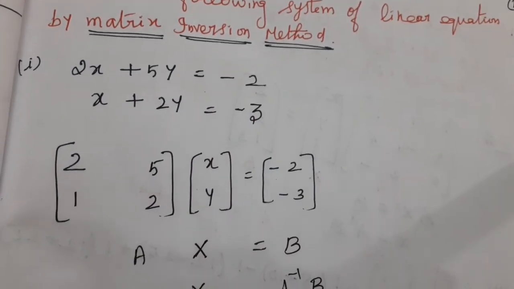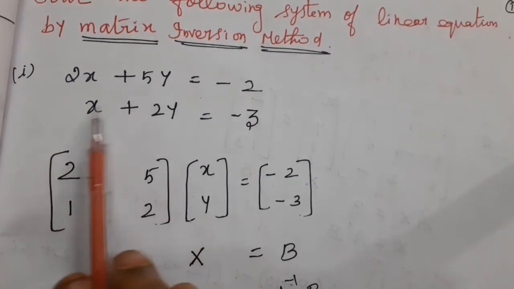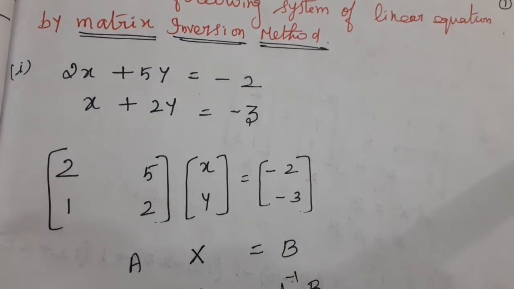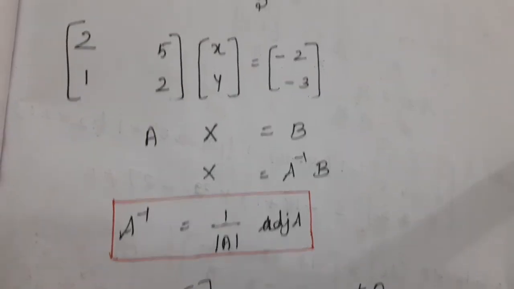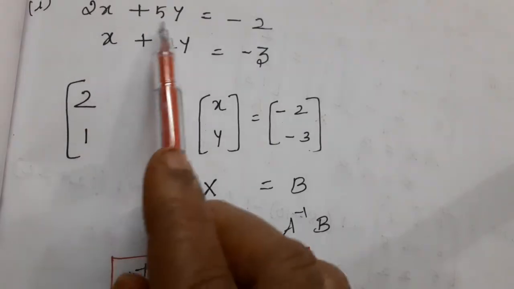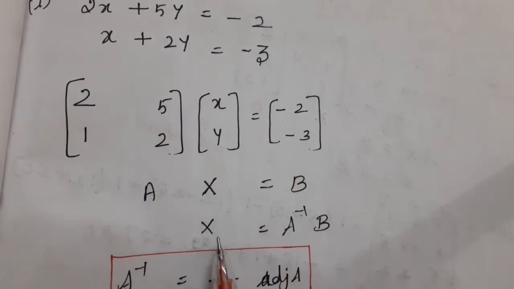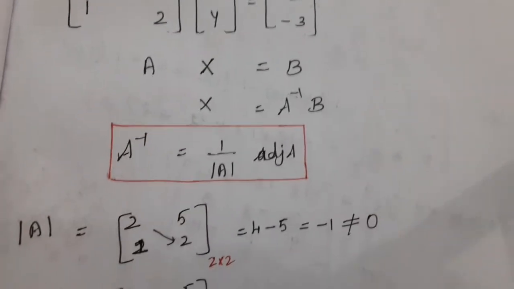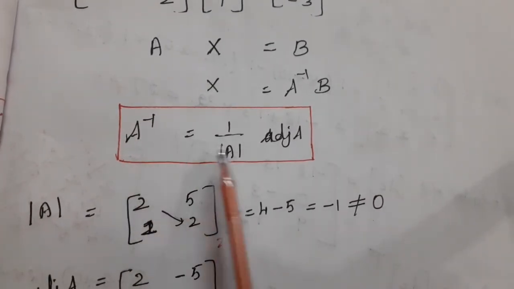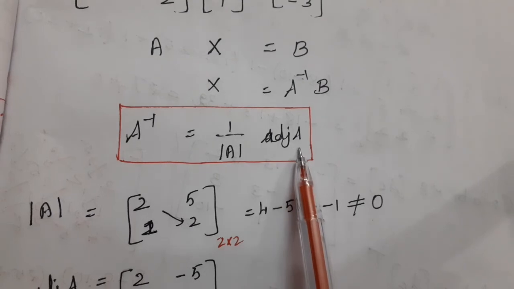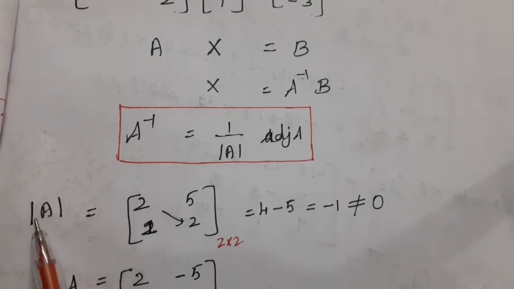The equations are given. Here we have two equations, 2x plus 5y and the second one. We write the two equations in matrix form. Write the coefficients 2, 5, 1, 2, then x, y, and the constants minus 2, minus 3. So AX is equal to B, X is equal to A inverse of B. Already we remember A inverse is equal to 1 by determinant of A into adjoint of A. So first, find the determinant of A.